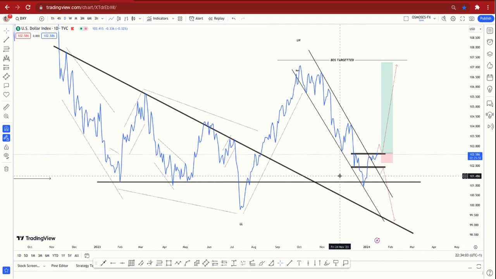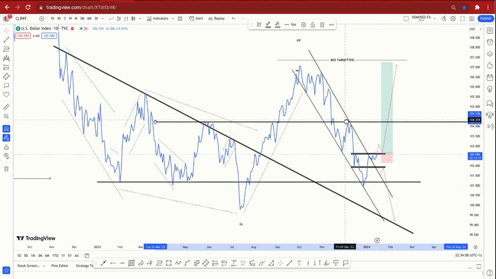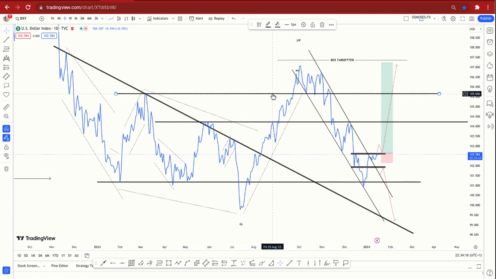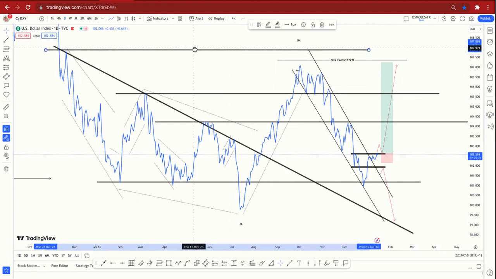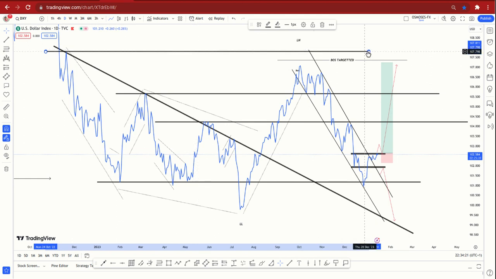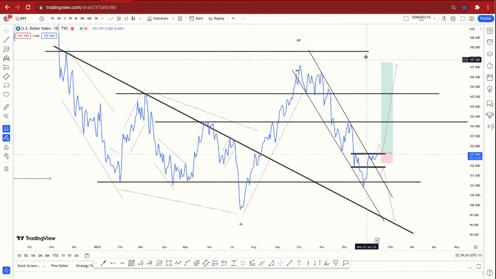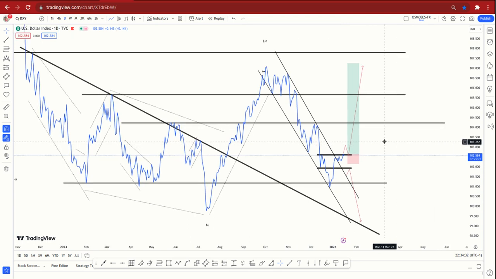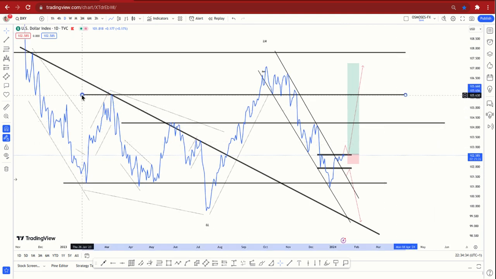So where will be my next hitch? My next hitch will be this resistance here, this next resistance here, and this next resistance here. These are my next hitch zones that I'll be looking out for. Okay, so these are the zones that I'm looking out for.